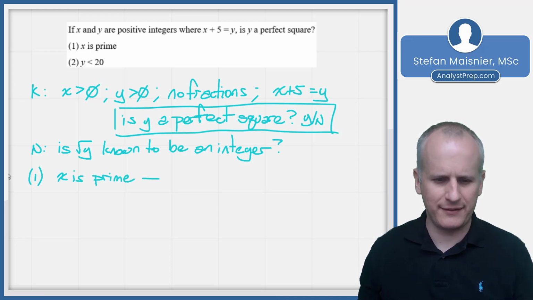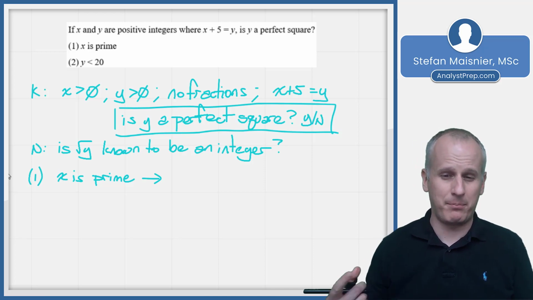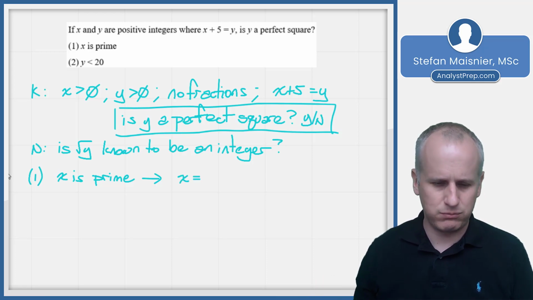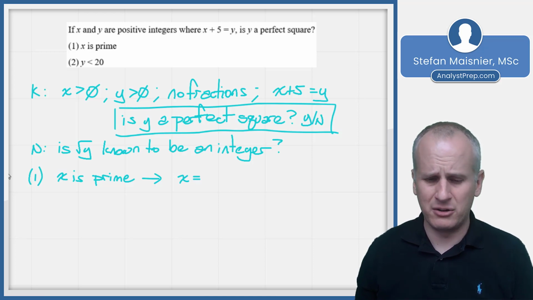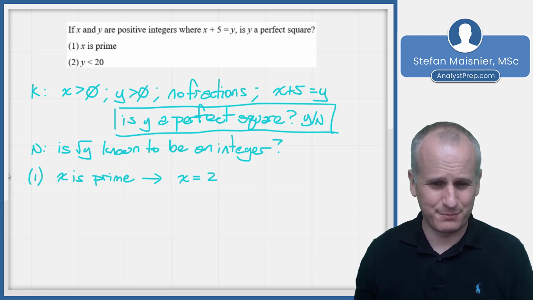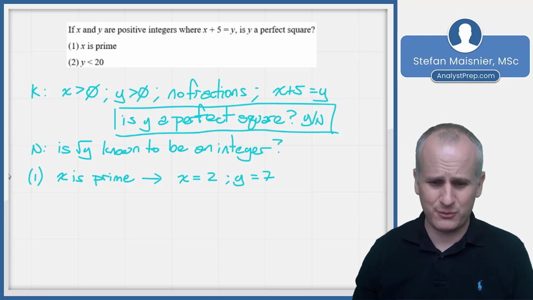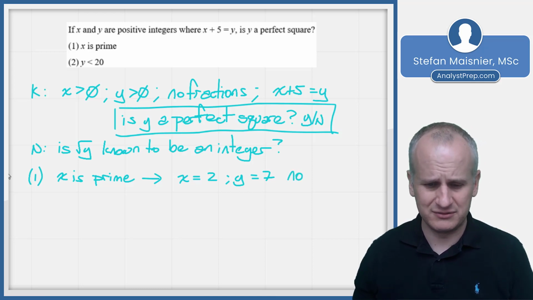So now we're going to have to take that information that X is prime and apply it to the X plus 5 equals Y, and figure out if Y is a perfect square. Well, if X were to equal, say, let's just go with 2, right? Because that's the first possible prime number. Well, then we know that Y would be equal to 7. And the answer here, is Y a perfect square? The answer is no.